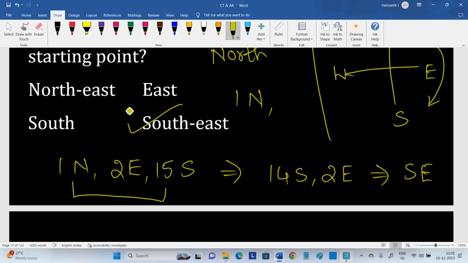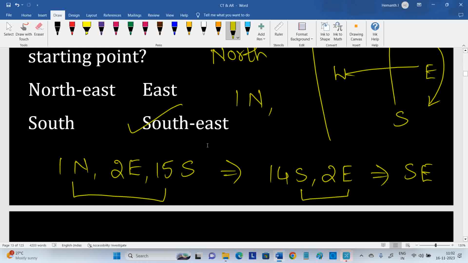Simple thing. North and south you can subtract as opposites. 14 south and 2 east. When it is south and east, you will get southeast as the answer. Sir, finally I am left with north and west. Then your answer is northwest. Finally, if you are left with north and west, your answer is northwest direction.